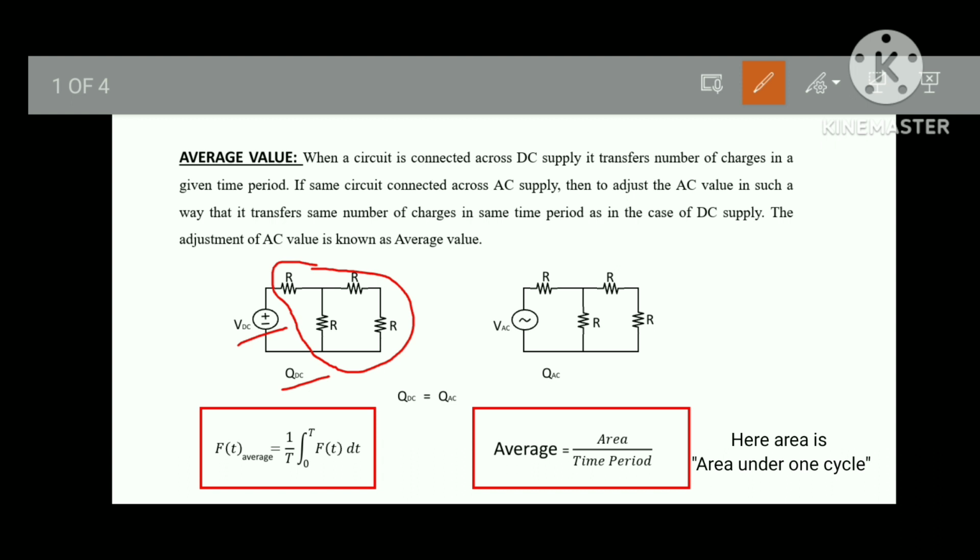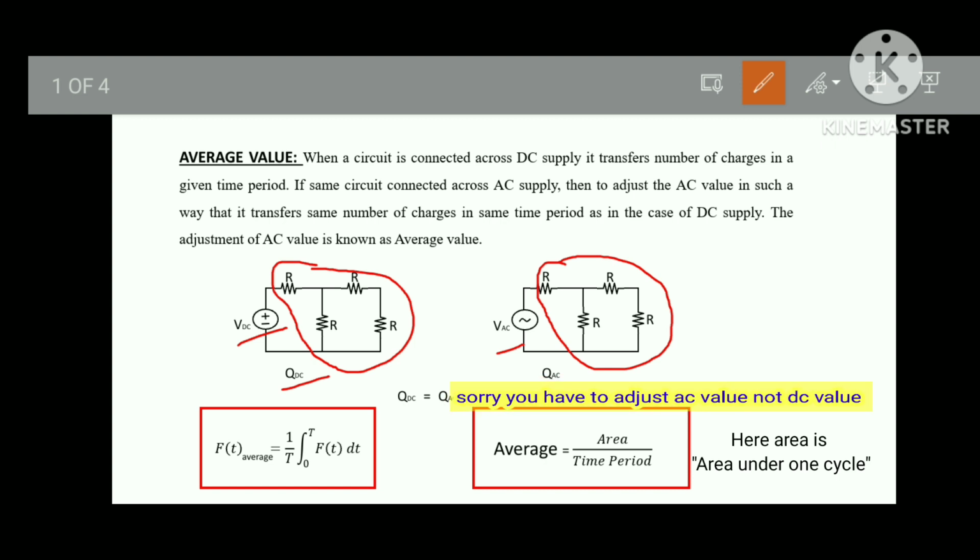If the same circuit is connected across AC supply, you have to adjust the DC value in such a way that it will transfer the same amount of charges in the same given time period as in the case of DC. Let's say the adjusted value is QAC, which should be equal to QDC.